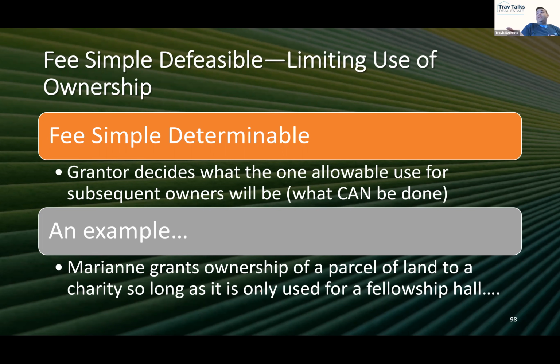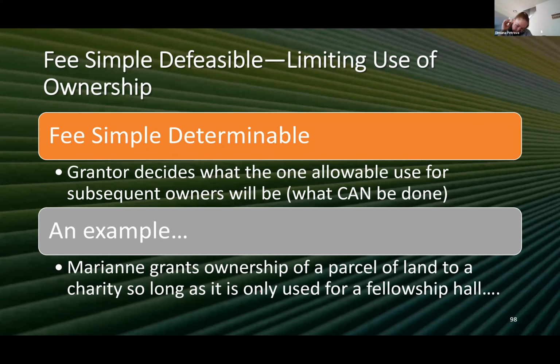So if that deed says the property can be used as a park, can the property ever, for the rest of eternity, be used for anything other than a park? No. No, because that restriction becomes perpetual, which means it lasts how long?